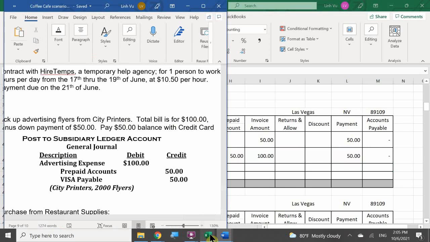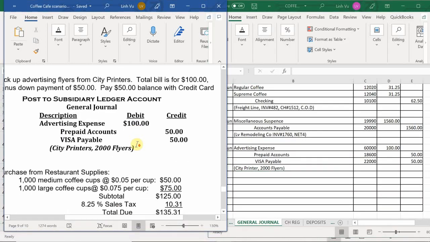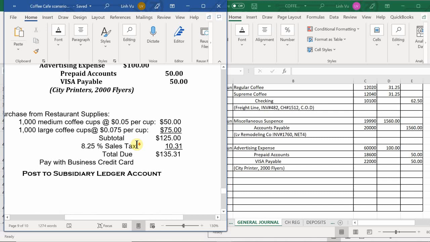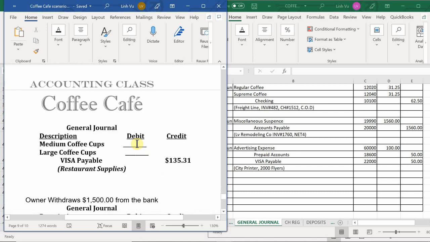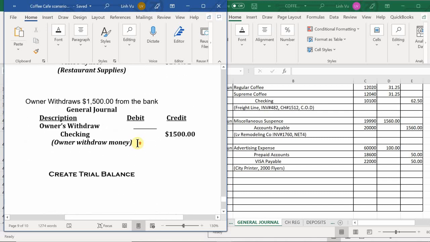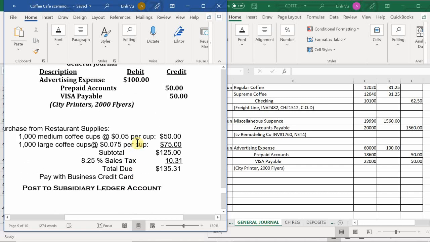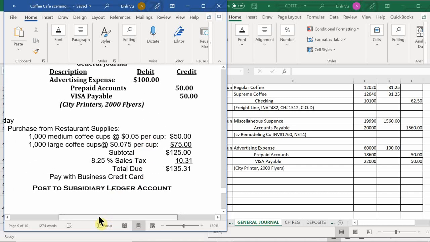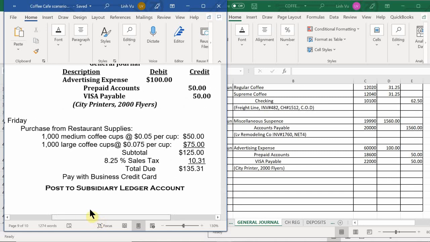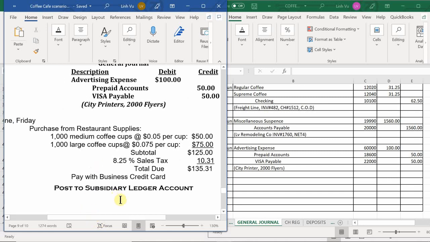So he continues to buy from this guy. We have 1,000 medium coffee cups. So we go into the inventory? Well, we have to do the purchase first. In this case, our coffee cups are going to be part of inventory? Actually, no. All right, let's take a look at our chart of accounts. Let me see. We have coffee cup, a coffee brewer, coffee grinder.